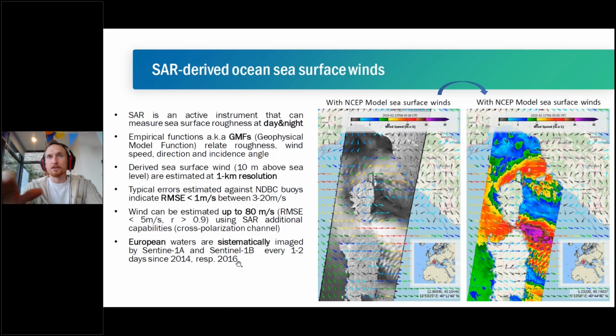And this is showing a comparison between what the SAR can see and what typically some numerical weather prediction model can provide. And you can see it's provided with the same color scale, so you can have an idea of the underestimation or overestimation that we can have between the SAR measurements and the model outputs.